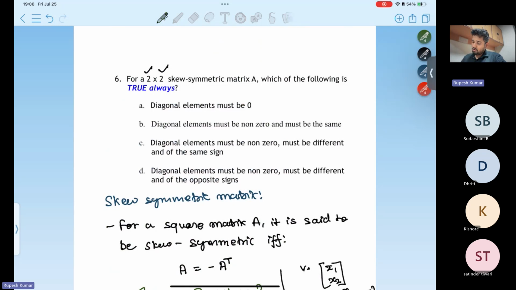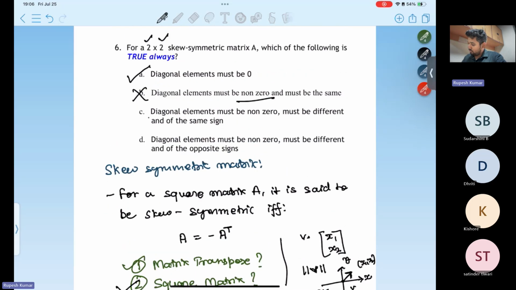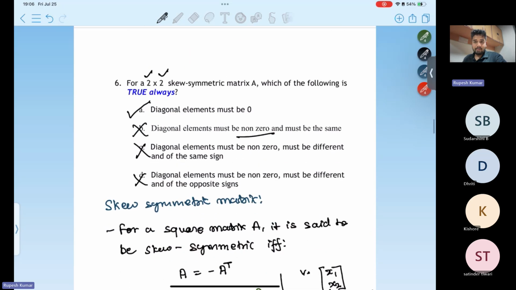So which is always true? Option A is always true. They cannot be non-zero. Option C says must be non-zero; no, it has to be 0. Again, option D says non-zero. Option A is correct.